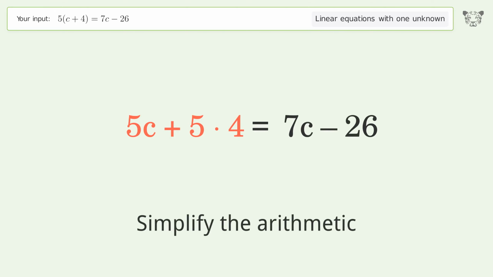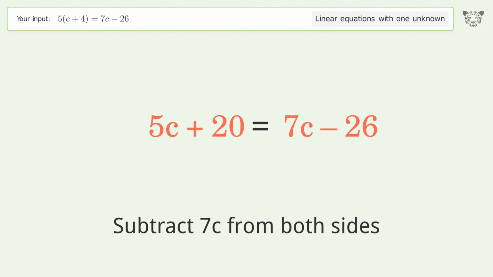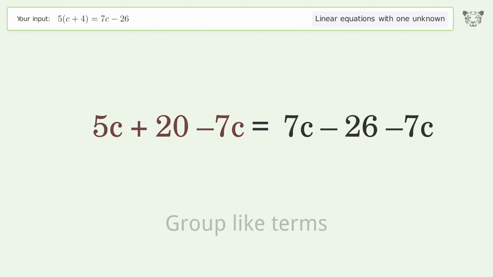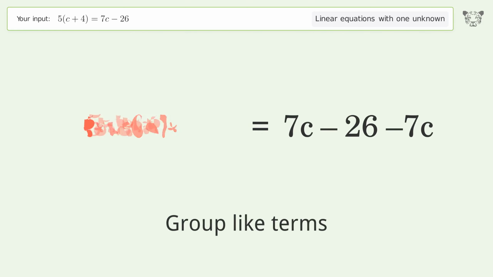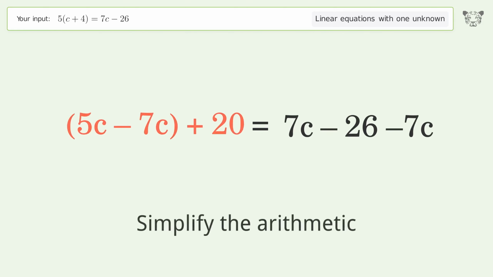Simplify the arithmetic. Group all c terms on the left side of the equation. Subtract 7c from both sides. Group like terms. Simplify the arithmetic.